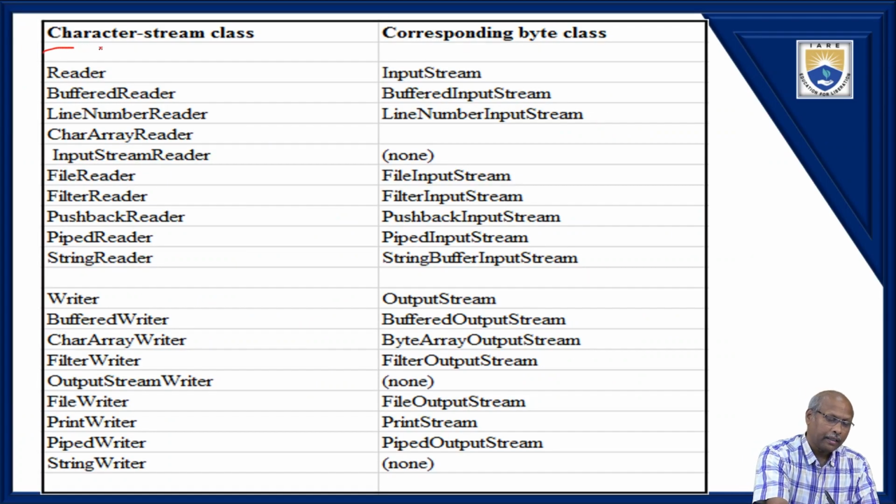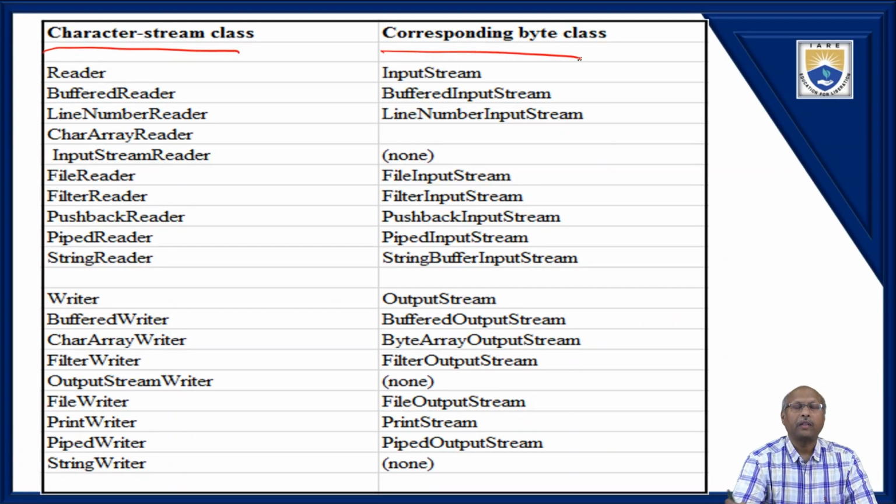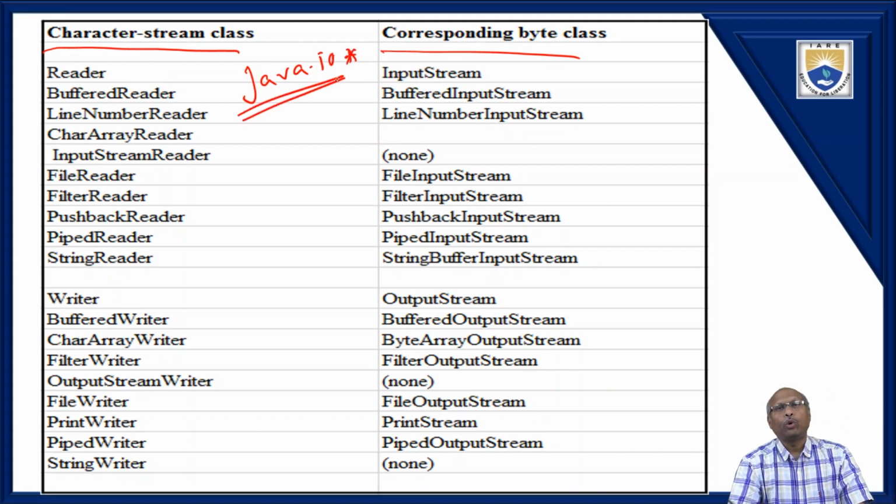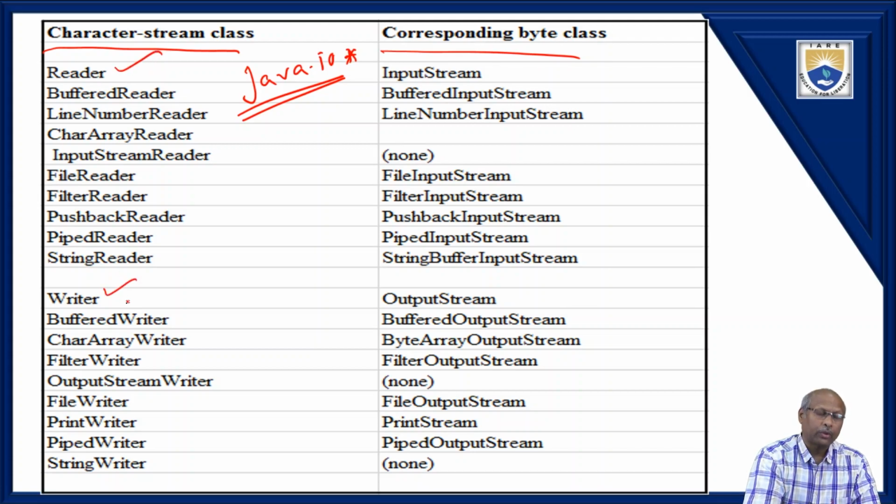Now we'll see what are the various classes available under both the streams. These are all available under the java.io package. In the IO package, you will find various classes. Some classes are related to byte stream and some classes are related to character streams. So Reader and Writer are the two abstract classes available under character stream. Reader for reading purpose, Writer for writing purpose. These abstract classes are implemented in the following classes.